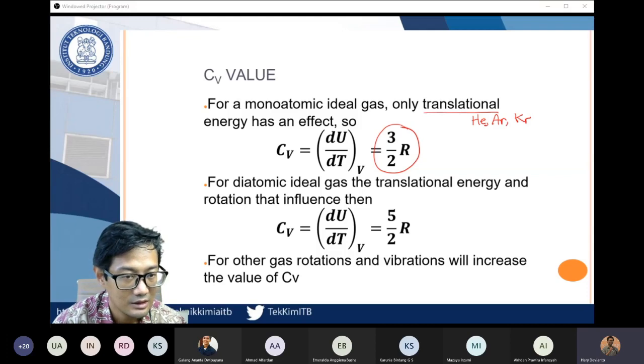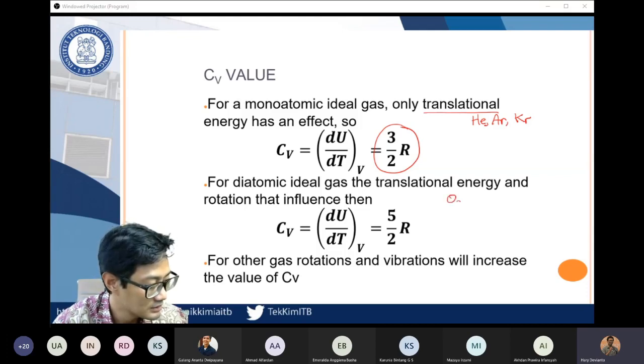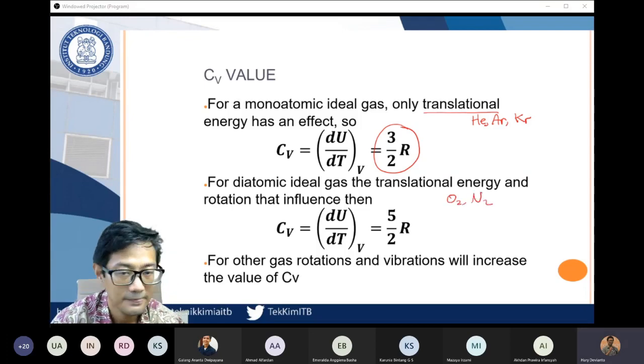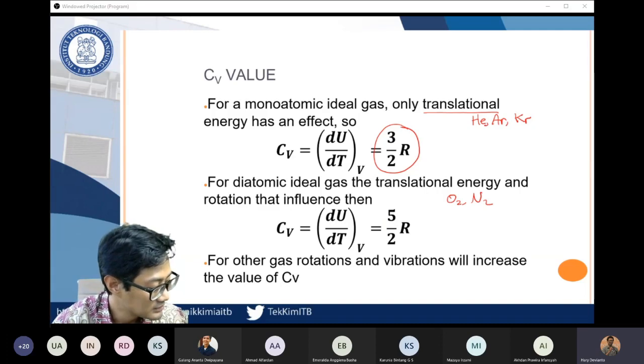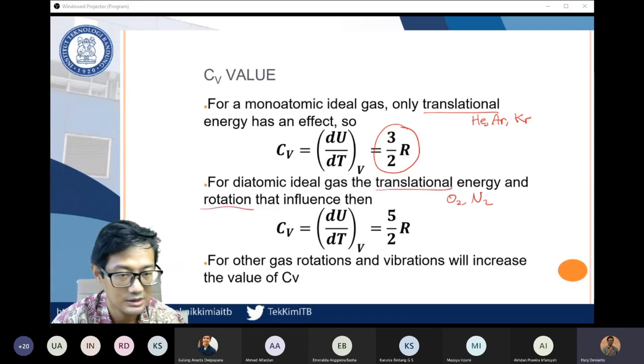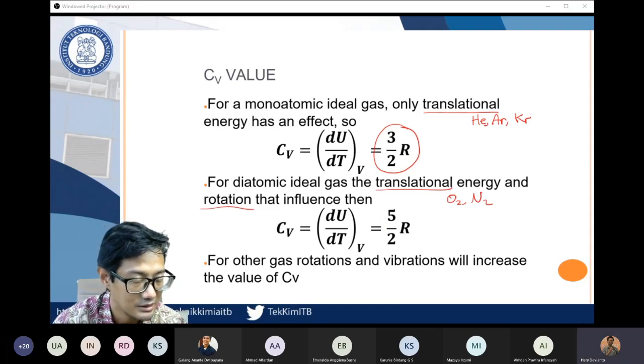Okay, the second one, the diatomic ideal gas, like oxygen, nitrogen, and so on. So double atom. The movement of the molecule is based on translational and also rotational. Because of the additional molecular movement, the value of Cv increases. That's why in this case Cv is equal to 5/2R.